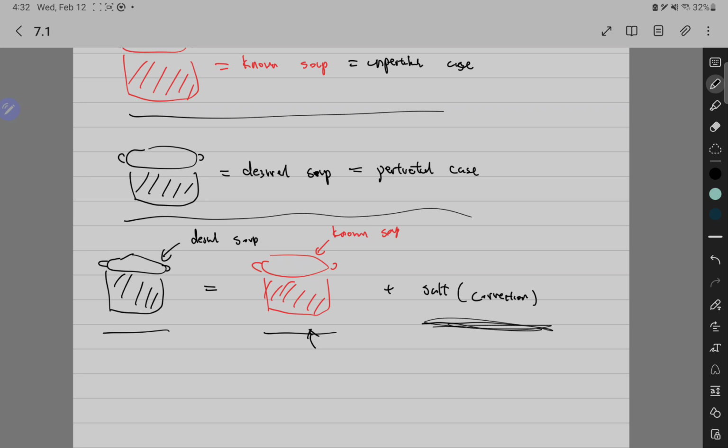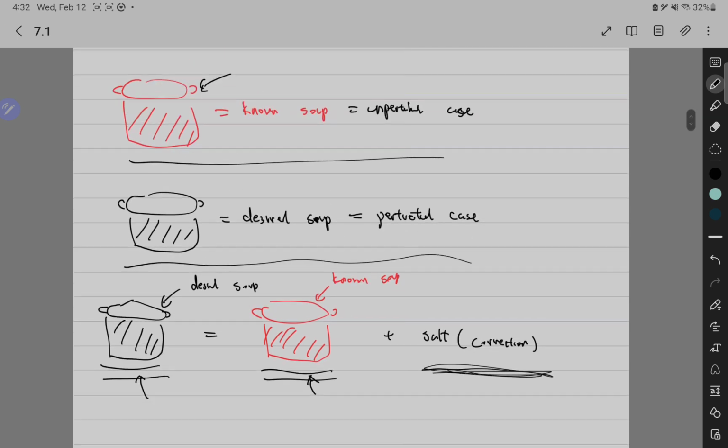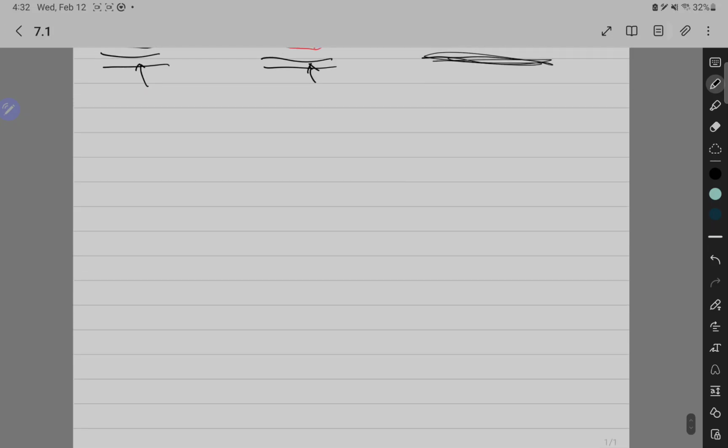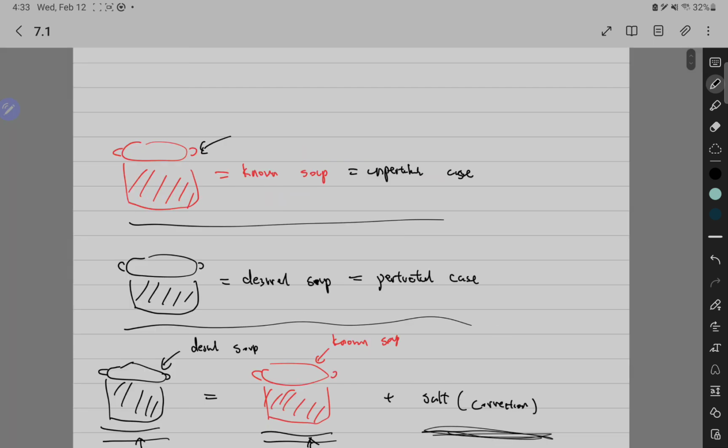So it's much easier if you make corrections based on what you know, instead of making an entirely new soup from scratch for this desired soup, right? That is precisely what perturbation theory is about: this procedure of obtaining an approximate solution to the perturbed problem by building on the known exact solution of the unperturbed case. The unperturbed case refers to the known soup, and the perturbed case refers to the desired soup. But that's enough talking about all this soup stuff, and it's time for us to get into the mathematics of this, which is not that complicated.